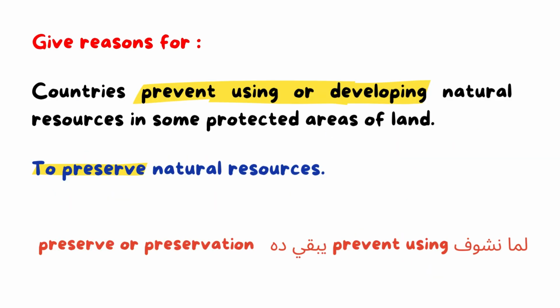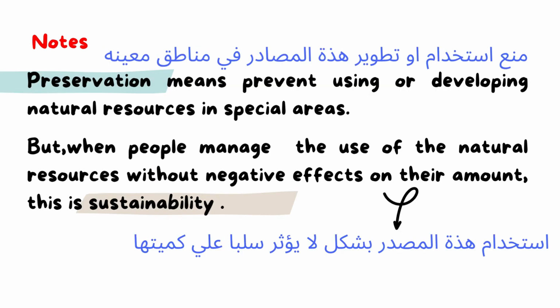So we have here a question. Give reasons for countries preventing using or developing natural resources in some protected areas of land. Why? So this is preservation. So we can answer: to preserve natural resources. Don't forget that preservation means to prevent using or developing a natural resource.